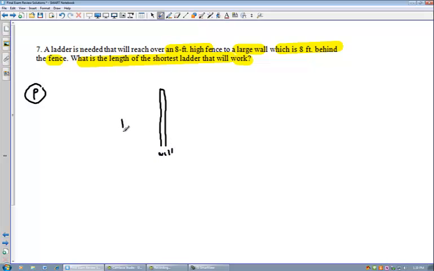And in front of this wall, we have a fence. And the distance here, it says, is 8 feet. And the fence is 8 feet high. And we need a ladder to reach over the fence and to the wall. So this is my ladder. And we want to find the min length of the ladder.